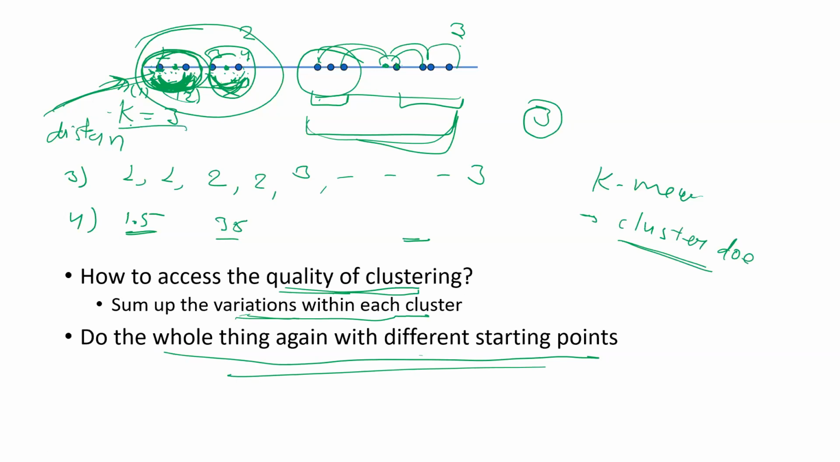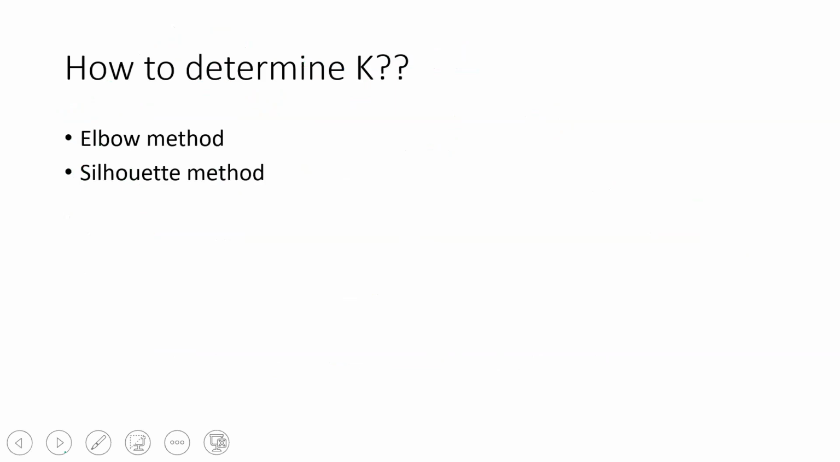But again, how to choose this k? In this toy example, we can see only 3 clusters are there, but how to choose this k for a training data set where you cannot visualize the data? How to determine k? There are 2 methods for determining k. One is called the elbow method. The second is the silhouette method. The elbow method is easy.